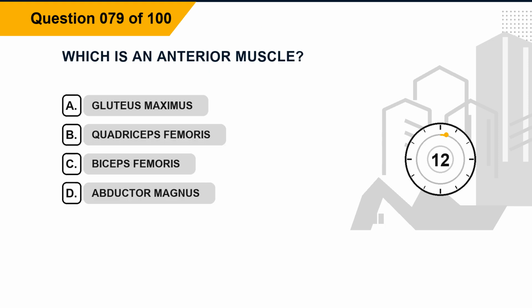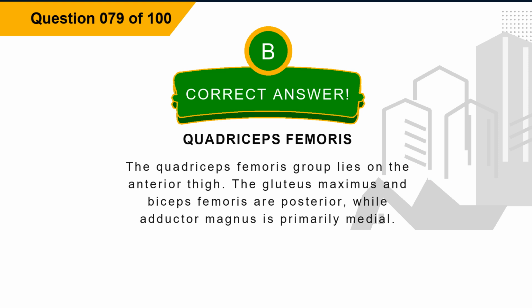Question 79. Which is an anterior muscle? Option A, gluteus maximus. Option B, quadriceps femoris. Option C, biceps femoris. Option D, abductor magnus. The correct answer is option B, quadriceps femoris. Explanation. The quadriceps femoris group lies on the anterior thigh. The gluteus maximus and biceps femoris are posterior, while abductor magnus is primarily medial.